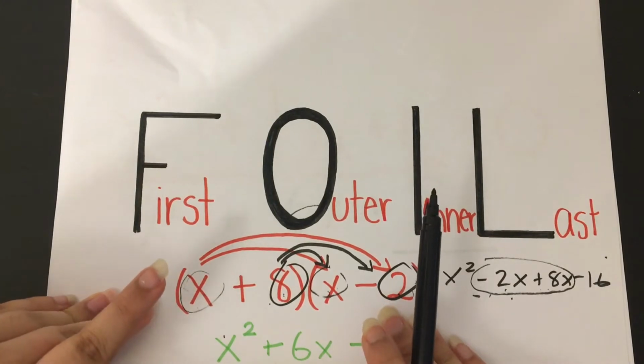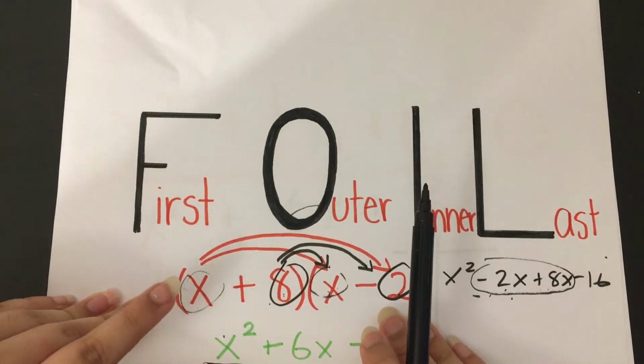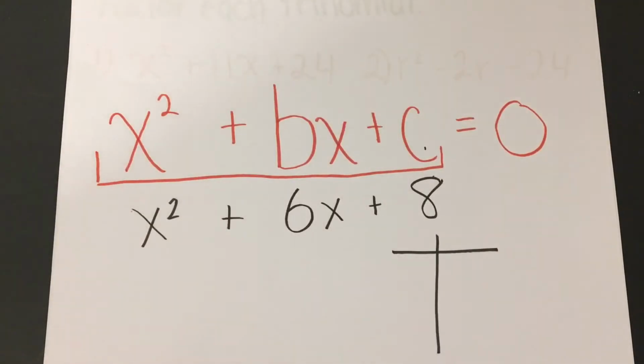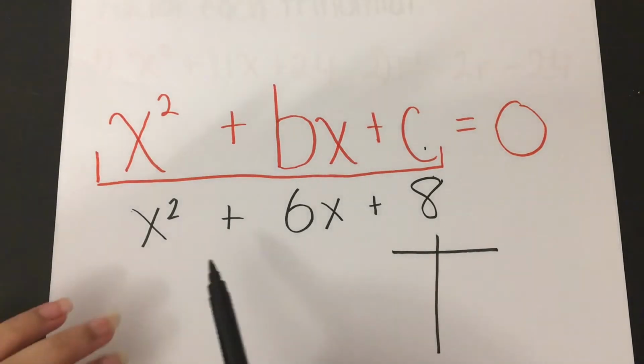Now this is important because it's a good way to check your solutions and help find the zeros of functions. With trinomials in the form x squared plus bx plus c, you have to find two integers that when added equal b and when multiplied equal c. It's better if I show you. So look at this example right here.